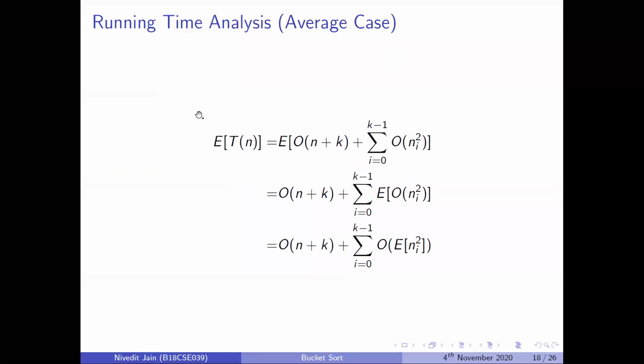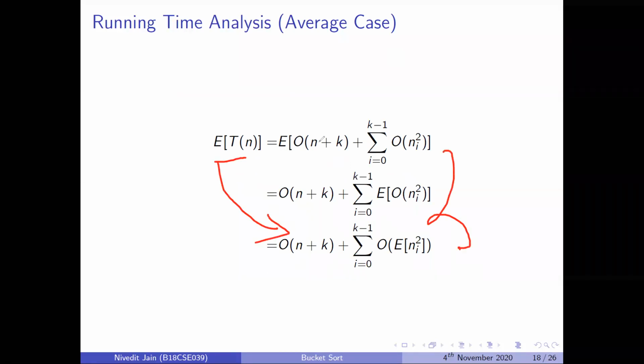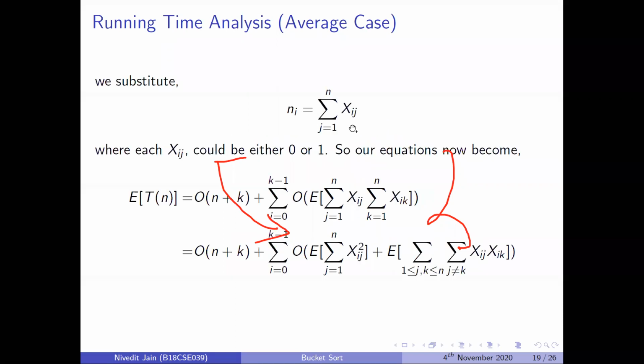Now the task we will do is the average case. So for the expected time, using just linearity of expectation, we can jump to this expression. Now we do a very tricky substitution. n_i is equal to the summation of this, where x_ij is a Boolean variable, which is either 0 or 1.